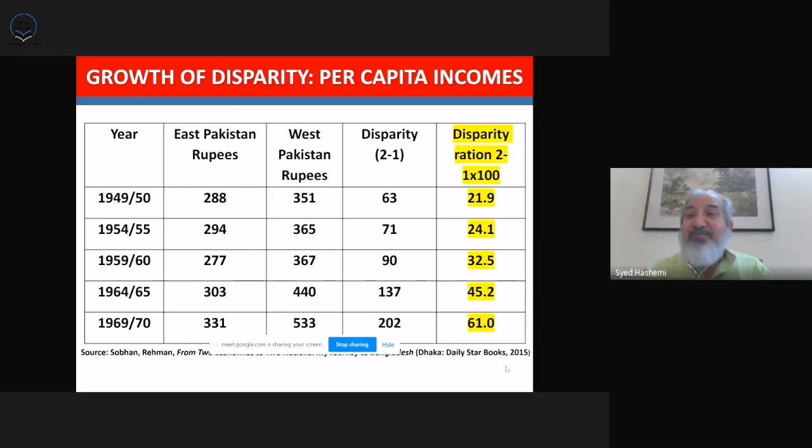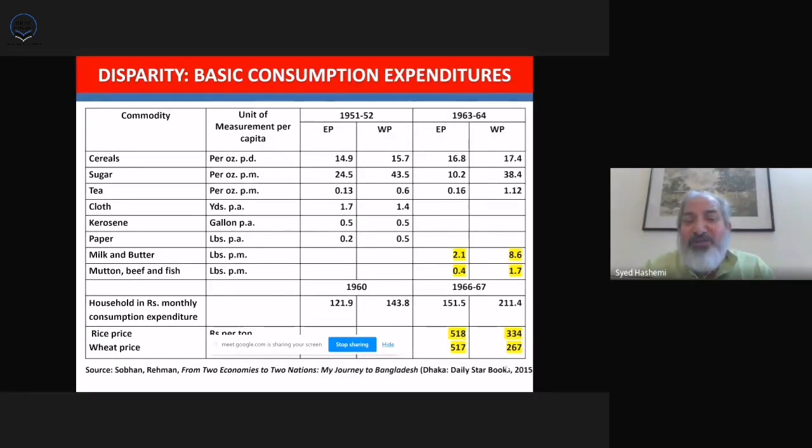Instead of going down and having greater equality, it started increasing to 24%, to 32%, to 45%, and by 1969-70, West Pakistani households earned 61% more incomes than East Pakistanis. So the state of Pakistan and the 24 years of Pakistani rule had led to East Pakistanis earning less and less than West Pakistanis. And that follows too, not just in incomes, but in consumption.